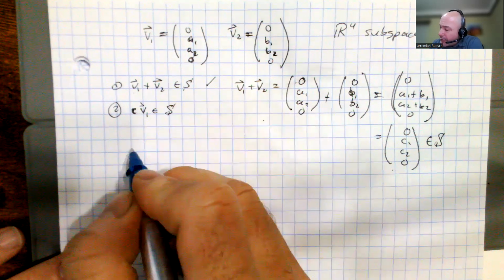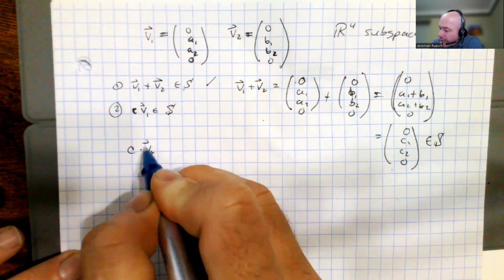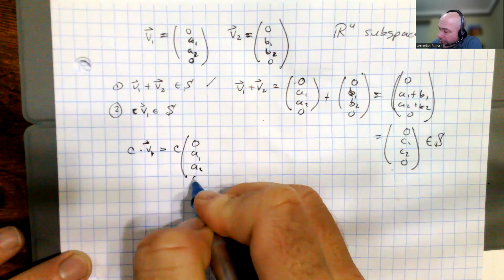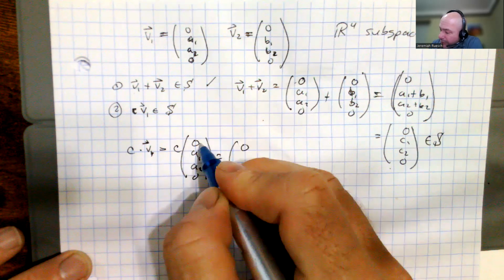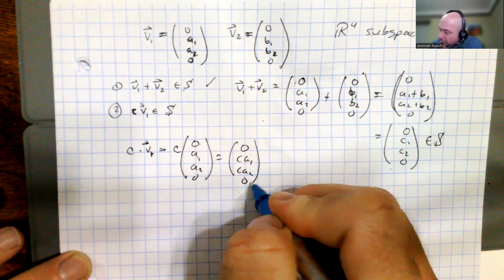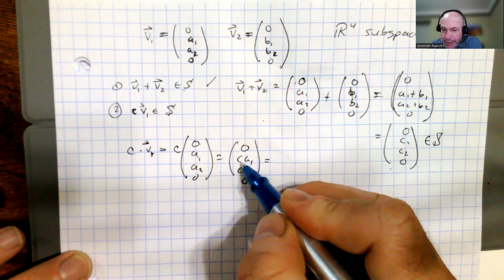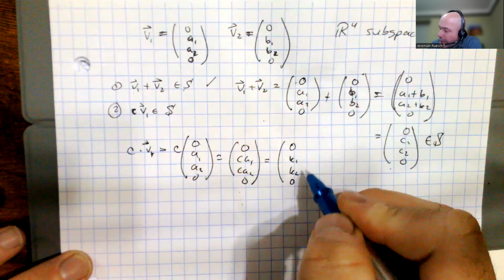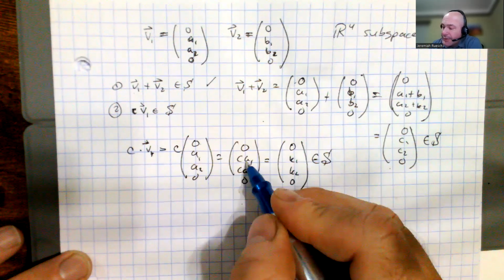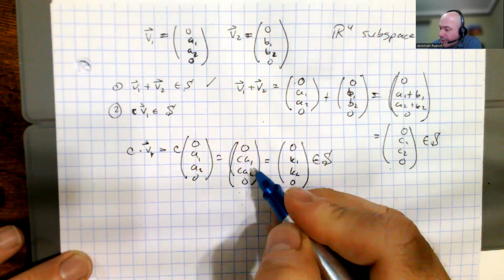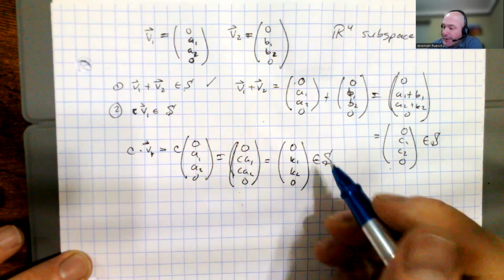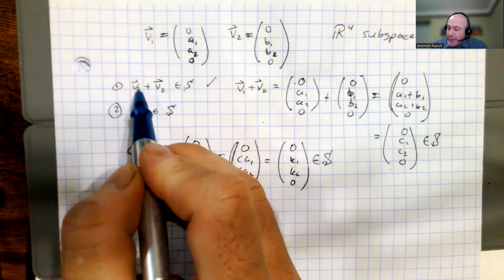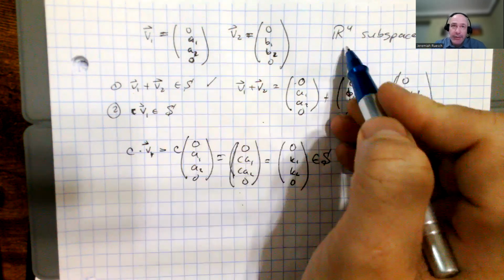Let's see if it's closed under scalar multiplication. So C times V1, this is not a dot, that's just multiplication, equals C times 0, A1, A2, 0, which is equal to 0, CA1, CA2, and 0. And again, if we relabel these as 0, K1, K2, and 0, then this is definitely within S, where K1 is equal to C times A1, since the product of two real numbers is another real number. Then this is in fact still in S, and so that shows that the vectors of this form, under these operations, are both closed, and it is a subspace of R4.